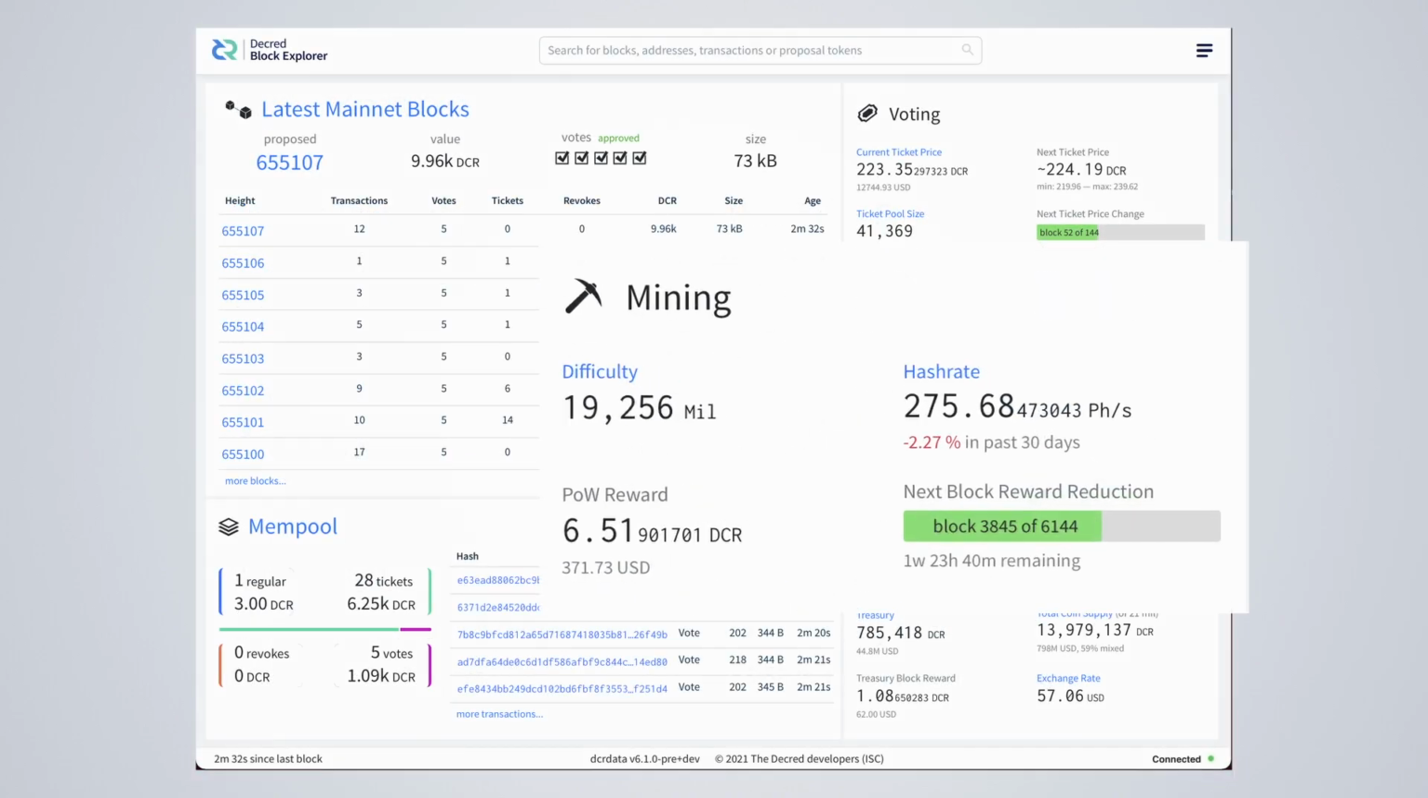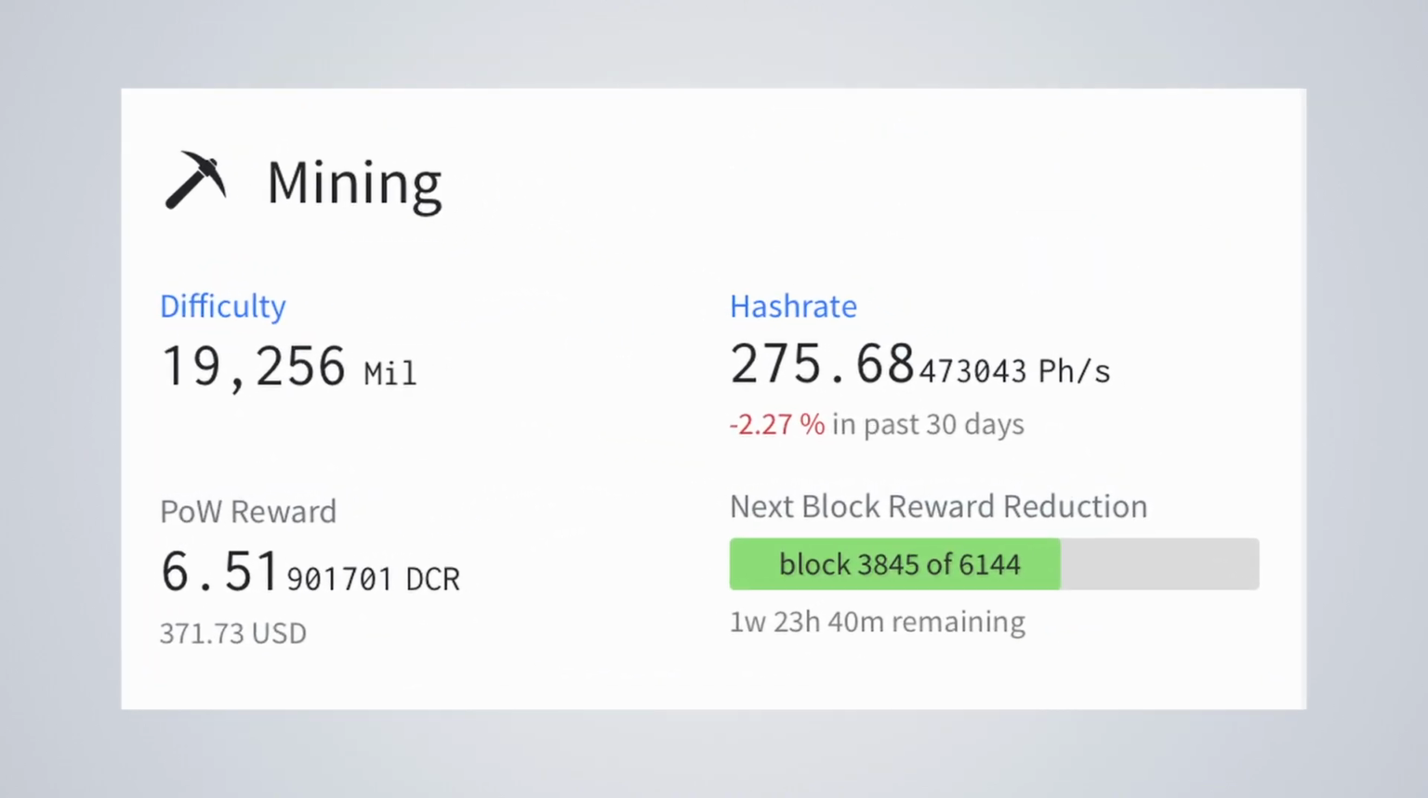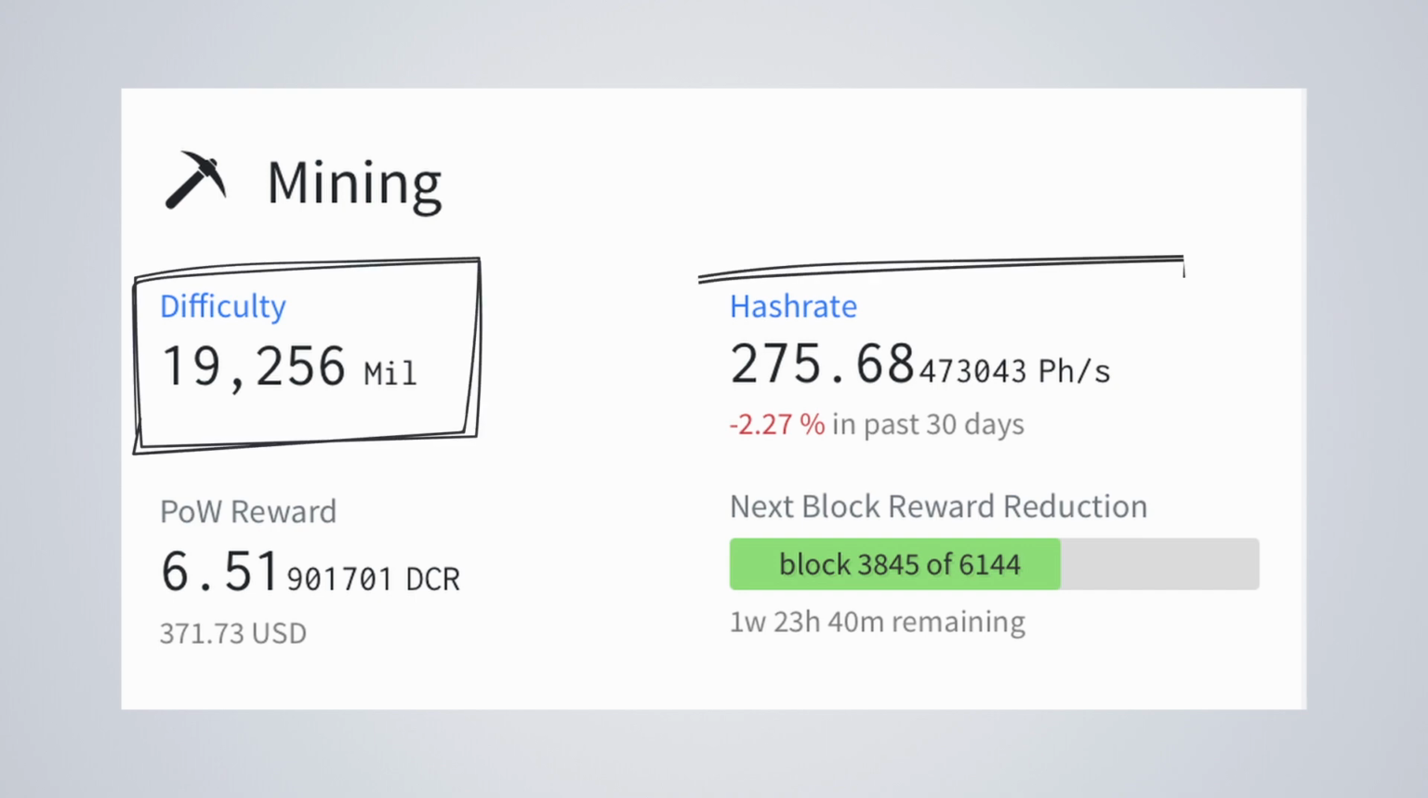The mining section shows how the proof of work part of the Decred hybrid system is performing. The hash rate and difficulty are combined. As the hash rate increases, so does the difficulty. This combination provides a systemized approach to maintaining the block production rate and aims to keep block production as close to the 5-minute interval as possible.